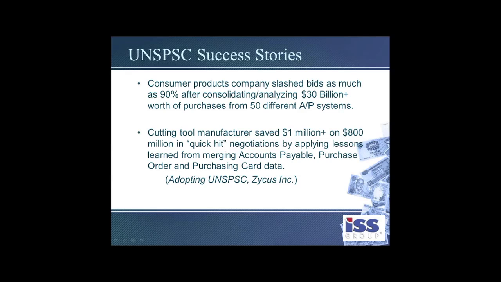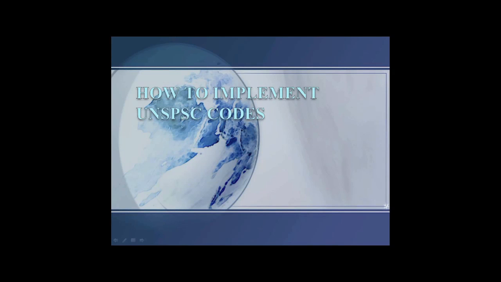This works for smaller companies just as well as it works for big companies. Here's one quick example. A cutting tool manufacturer saved $1 million on an $800 million quick hit in negotiations by pulling together the purchasing that had been done through accounts payable and purchase orders and purchase card data to be able to go back and negotiate better prices and better quality and better response from their suppliers. Next slide.